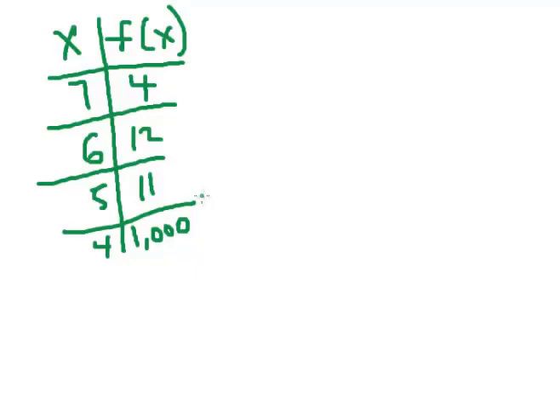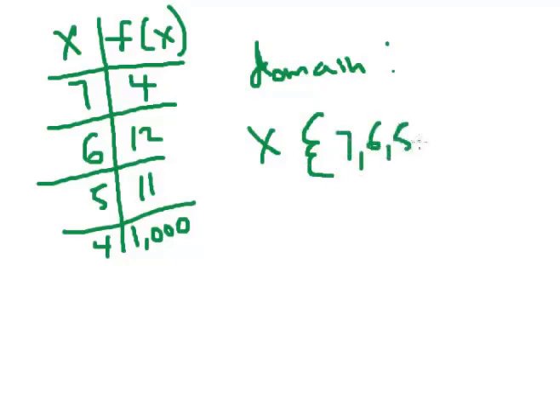What is important is that this is clearly a function, because every value of x has a unique value of y. Let's take a look at what the domain would be and what the range would be. The domain is all the x values. In this case, the domain would be x, using this symbol for containing, with the ellipses over here: x is 7, 6, 5, or 4.